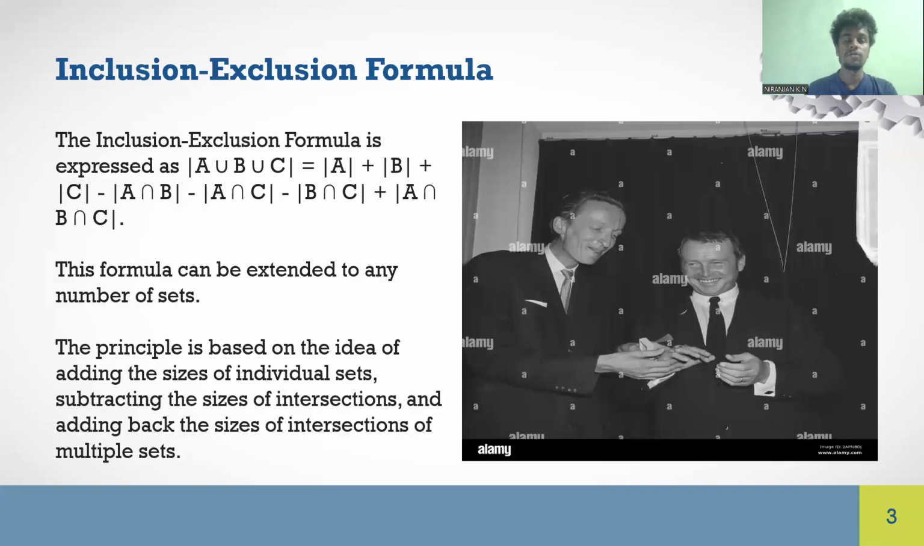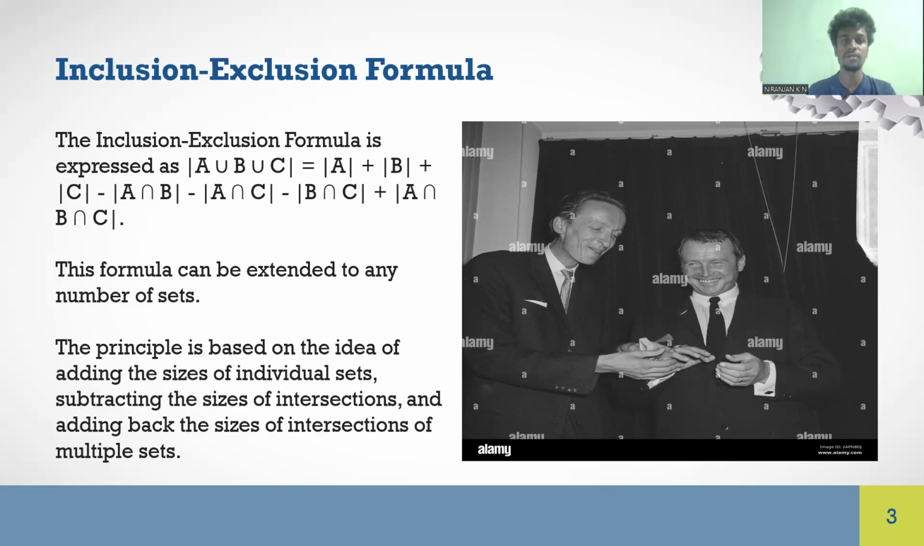So the formula of inclusion and exclusion. The inclusion and exclusion formula is expressed as modulus of A union B union C is equal to modulus of A plus modulus of B plus modulus of C minus modulus of A intersection B, minus modulus of A intersection C, minus modulus of B intersection C, plus modulus of A intersection B intersection C.